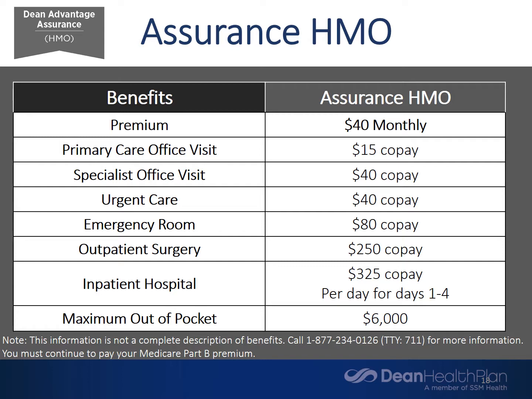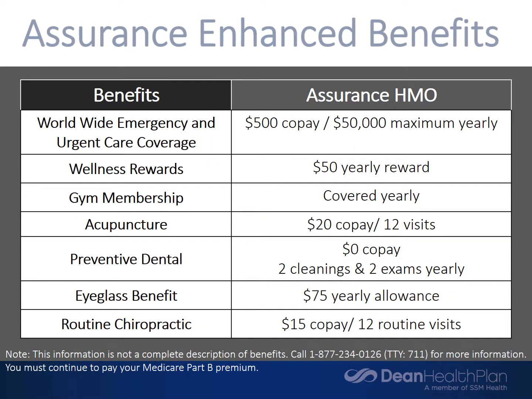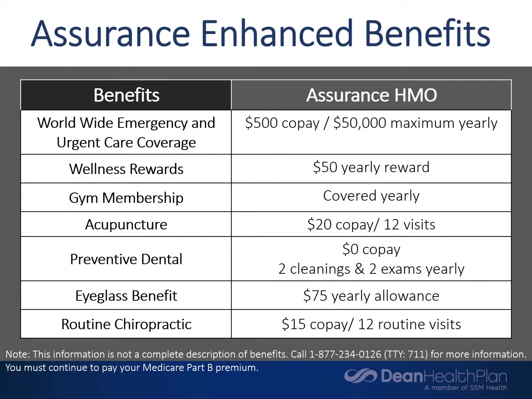$6,000 maximum out-of-pocket. Some enhanced benefits of the Assurance Plan include $500 copay up to an annual maximum of $50,000 for worldwide emergent and urgent coverage. Earn up to $50 in healthy rewards. Gym membership is covered yearly when using a Network Silver and Fit gym. $20 copay for acupuncture services, up to 12 routine visits yearly. Preventive dental includes 2 cleanings and 2 exams yearly at no cost to you, a $75 eyeglass allowance yearly, and $15 copay up to 12 routine visits annually for chiropractic services.